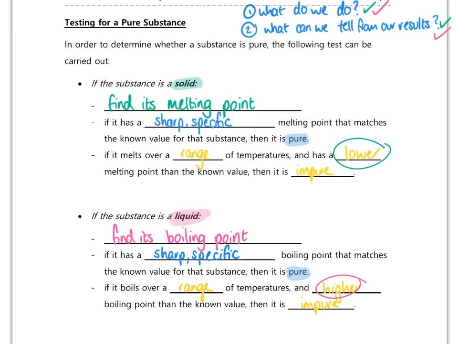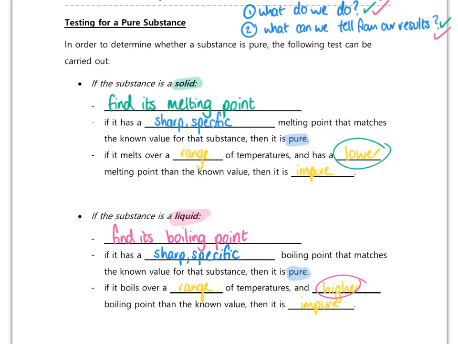Now, normally in the exam, you'll be asked, how do you prove that this substance is pure? So what you would say is, say for example, it's a solid, you would say, find its melting point, and it should have a sharp, specific melting point that matches the known value for the substance. Or if they say, how would you prove that this solid is impure? You would say, find its melting point, and then what can we tell from our results? If it's an impure substance and they've told you that, then you should say, well, it will melt over a range of temperatures that is lower than the melting point known for that substance, then it is impure.